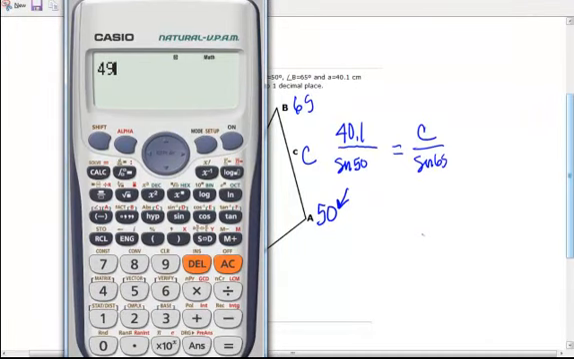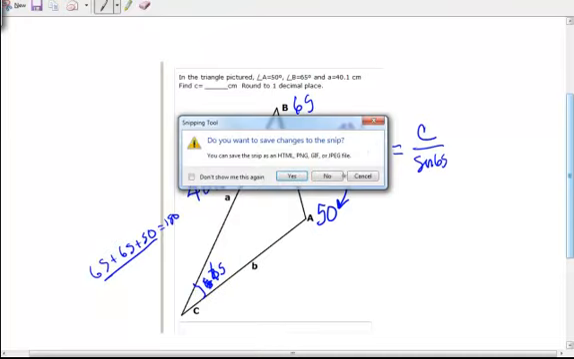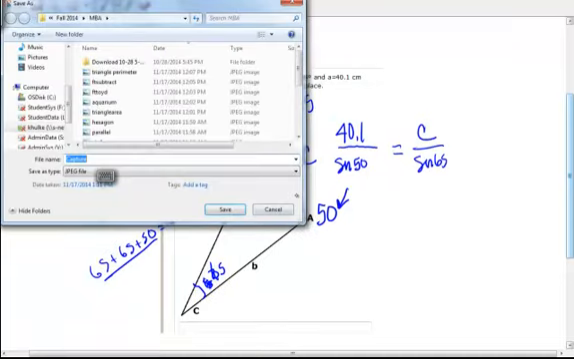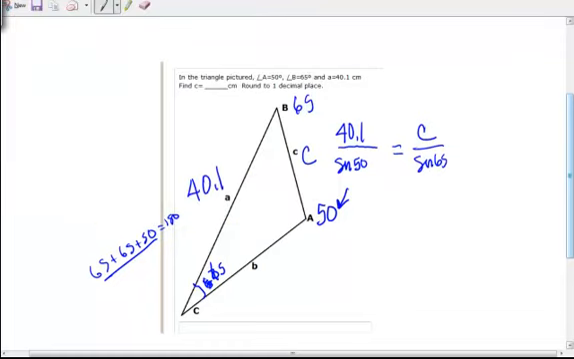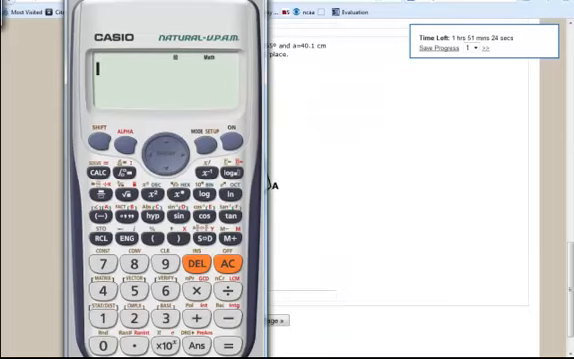Let's do the sine first. Sine 65, close parentheses, times 40.1 divided by sine 50, close parentheses, and then when we press equals, it will tell us the answer. Next one.